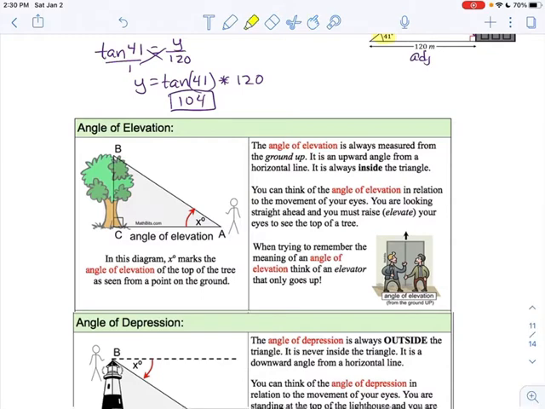So your angle of elevation, okay, new word, is always here in the bottom corner of the triangle. Okay, it's on the ground. It's basically you standing here and you're looking up at something, like something at the top of the tree, a bird or something like that. So the angle of elevation is in the bottom corner of the triangle.